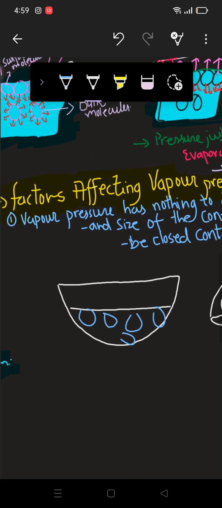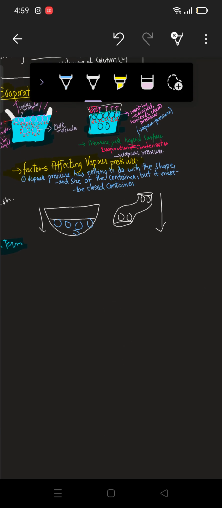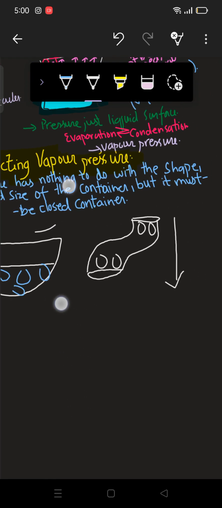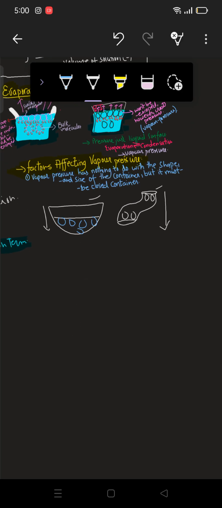Now see, the size of this container is small and the size of this container is large, right? You can see the shape as well. The shape of both containers is distinct. They are not similar or the same at all. The size and shape can be different, but the containers must be closed. Now see, this is a closed container, this is a closed container as well. So vapor pressure has nothing to do with the size and shape of the container. However, the containers must be closed since vapor pressure is only made in a closed container. It is not made in an open container.